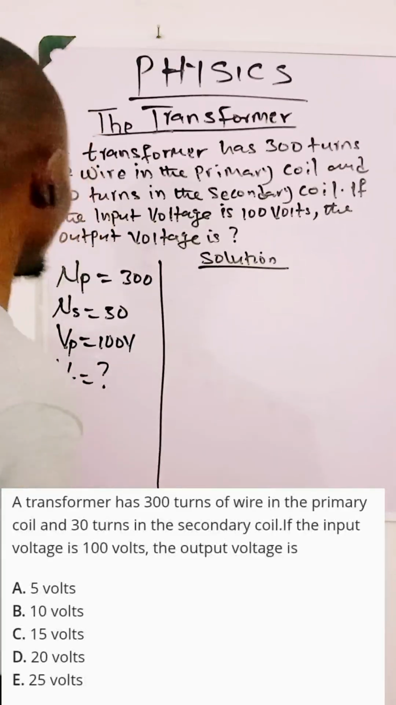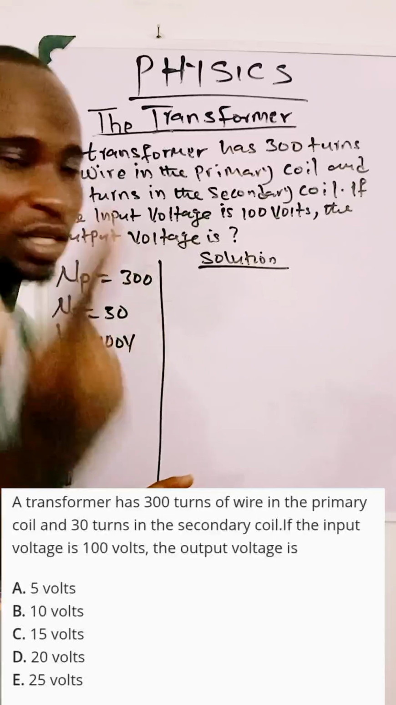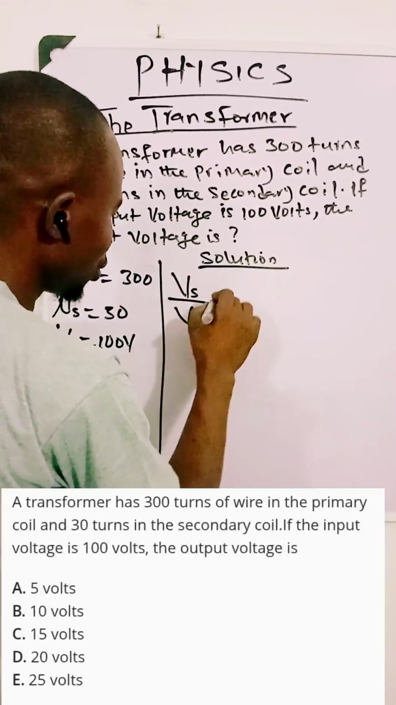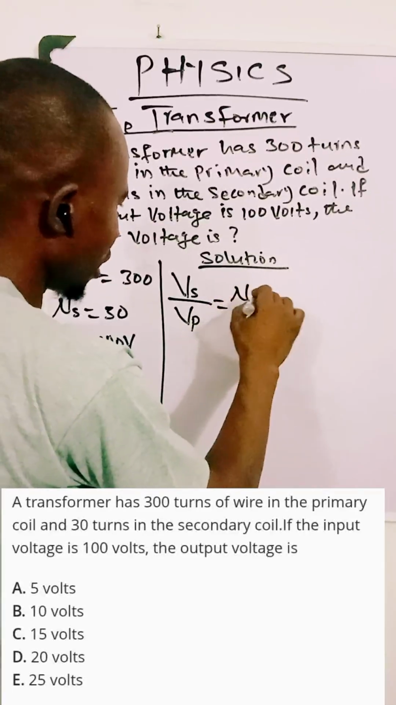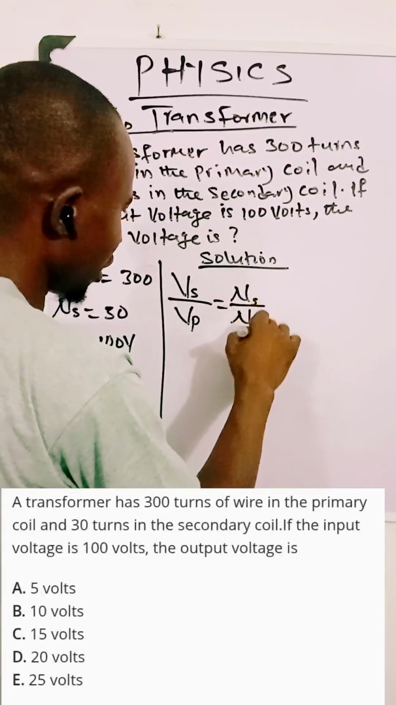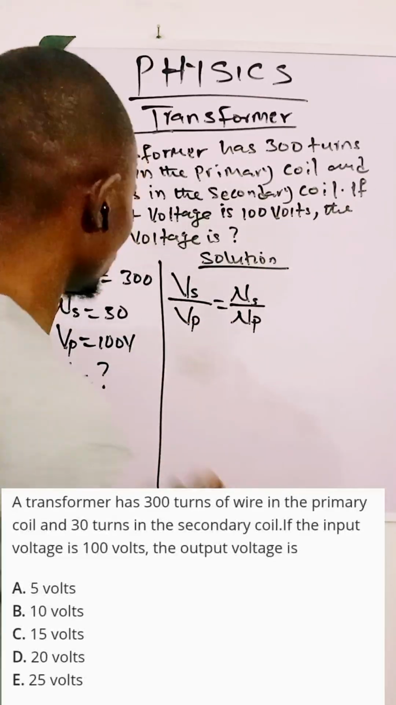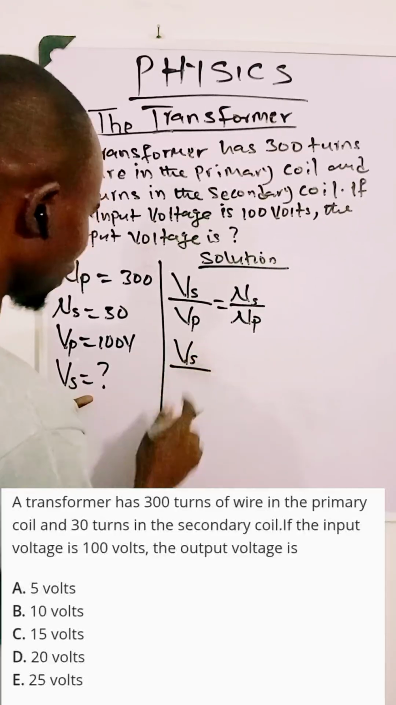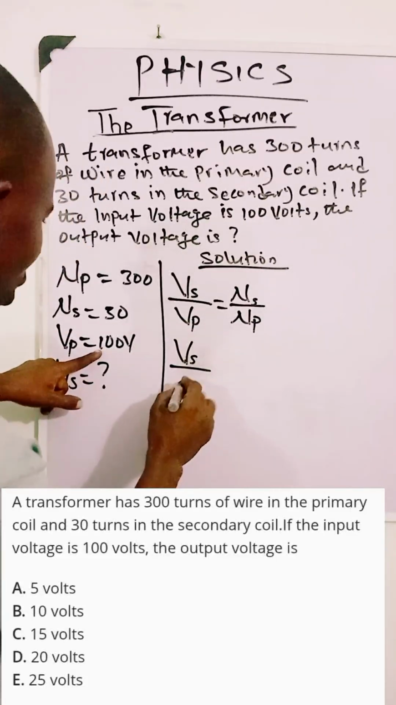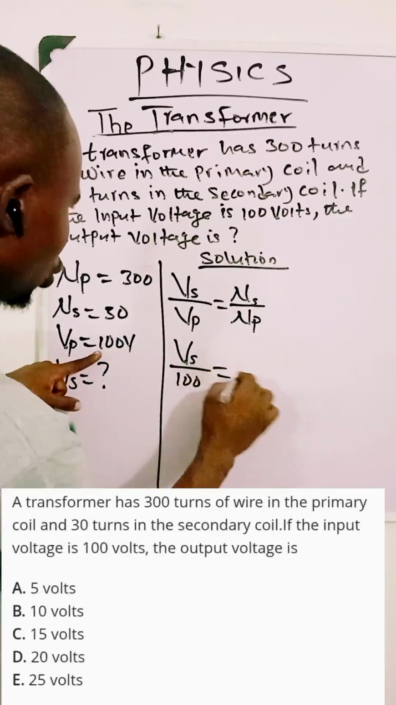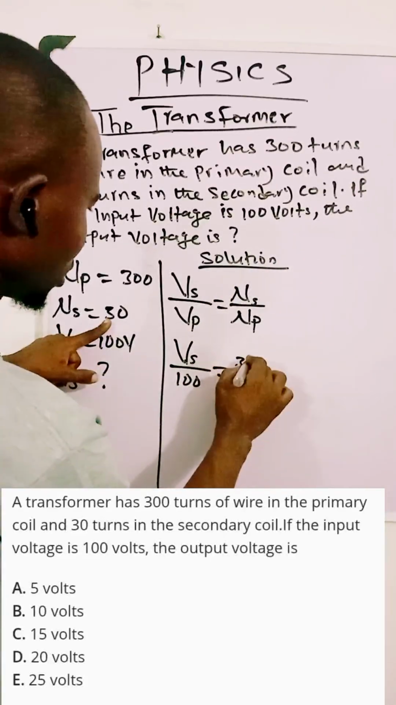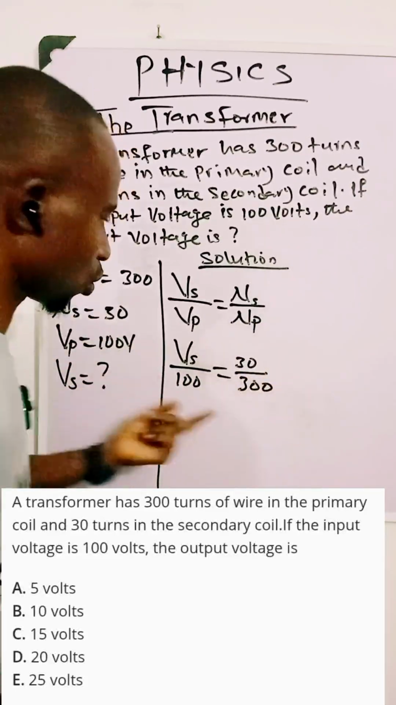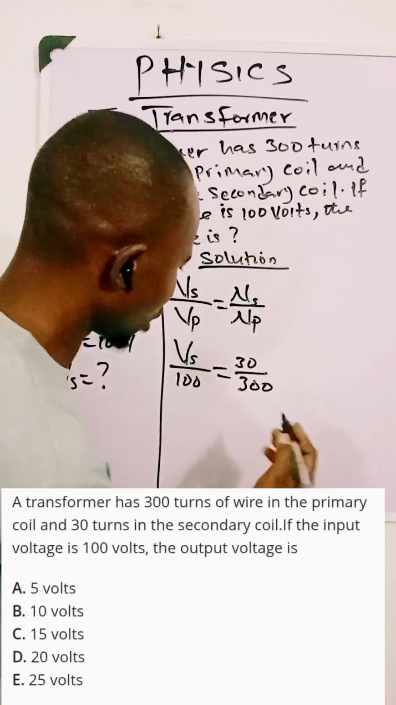Recall the relationship of the number of turns and the voltage. What do we have? Vs over Vp equal to what? Ns over Np. Okay, so let me input: my Vs is not known, so Vs over my Vp, 100, equal to my Ns, 30, over my Np, 300. Okay, let me just do simple simplification here.